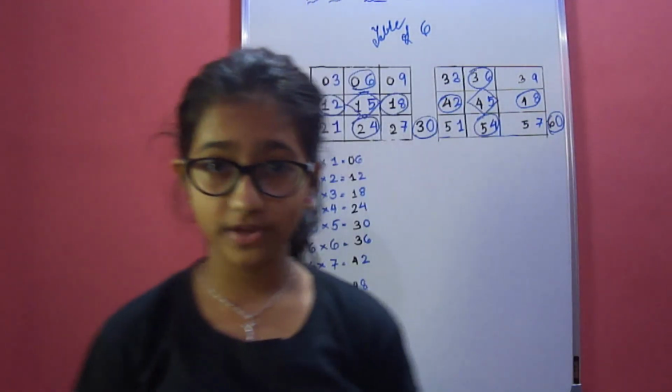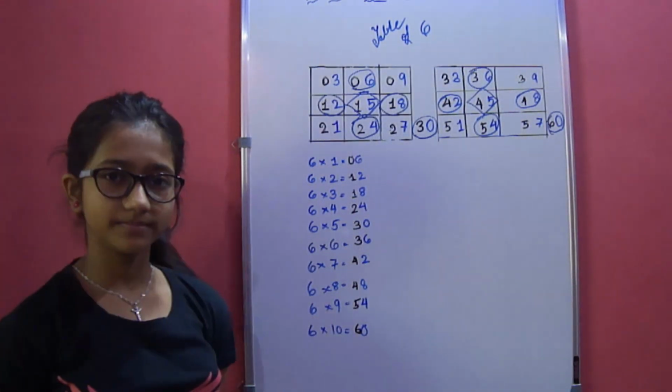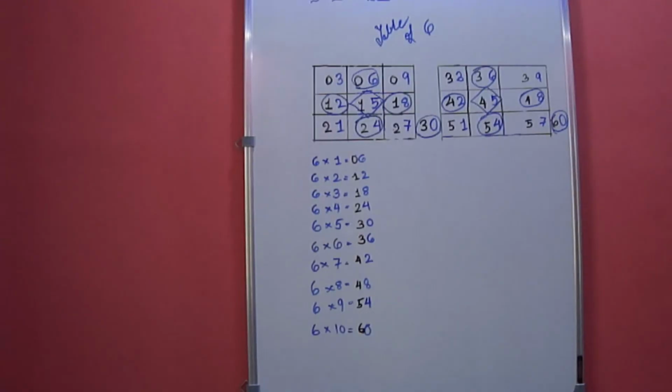Now let's get on with the table trick of 7. For a closer look at the table of 6.